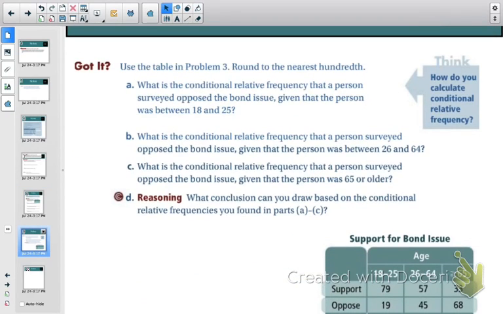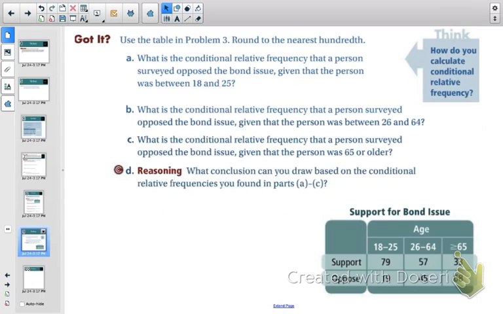Okay, this says use the table in problem 3. And what is the conditional relative frequency? So conditional relative frequency, we just did that. Oh, okay. So now it's just doing the opposite. So basically you would say you oppose divided by whatever your total was here. I don't think we need to go through and do all that because it's always just going to be the opposite.